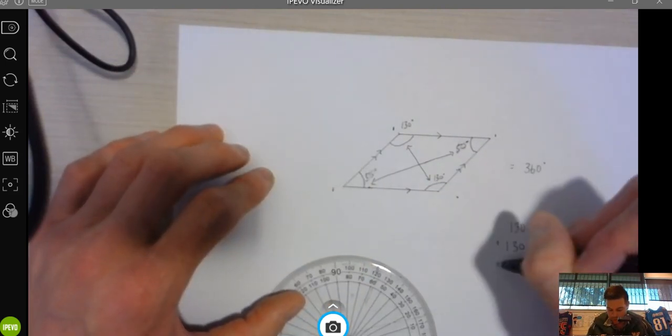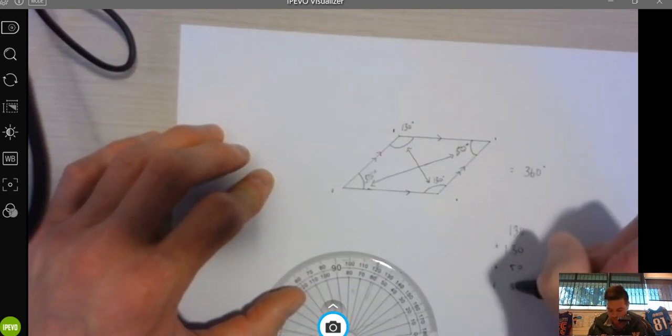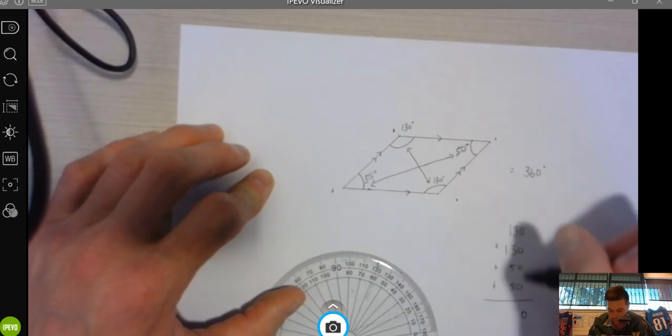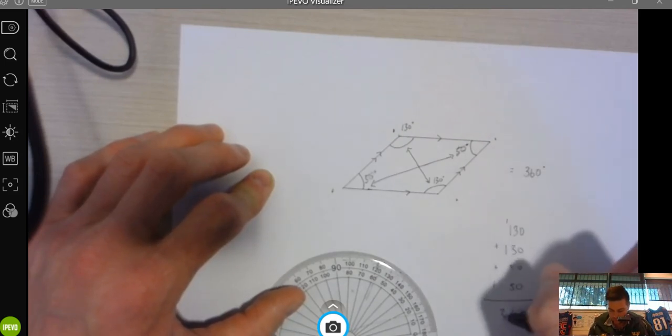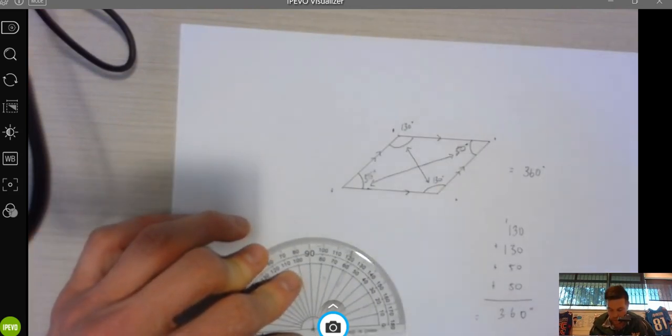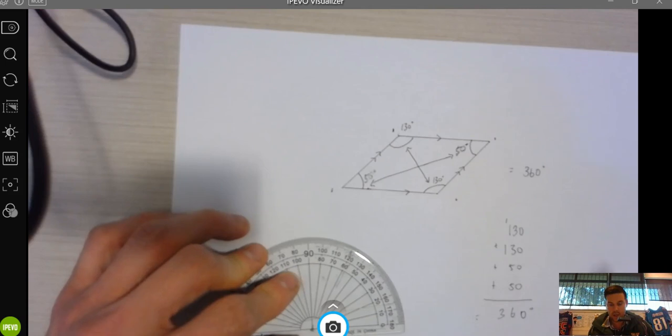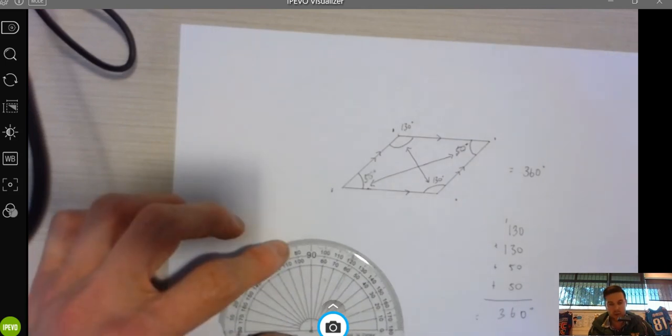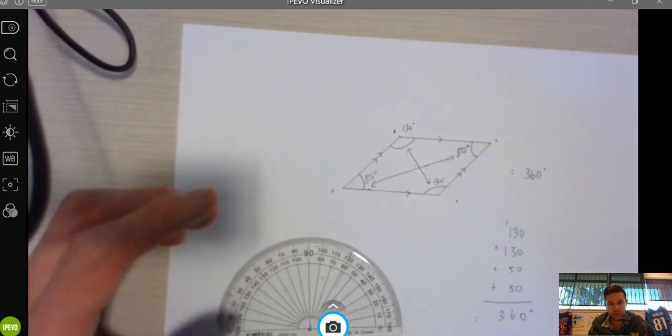Let's add all these together. 10, 6, carry the 1. So there you go. All four angles equal 360 degrees. Just something to keep in mind when you're looking at parallelograms, okay? Hopefully that's helped you a little bit more.